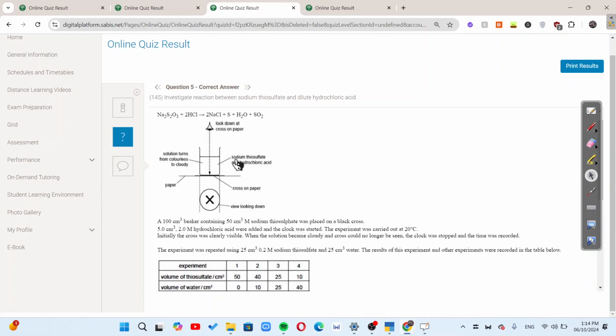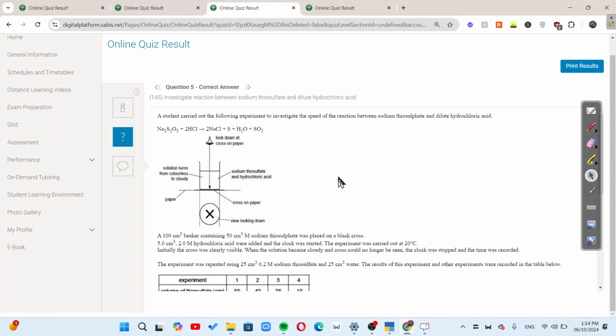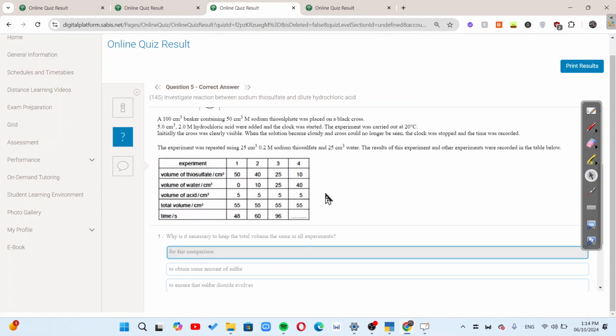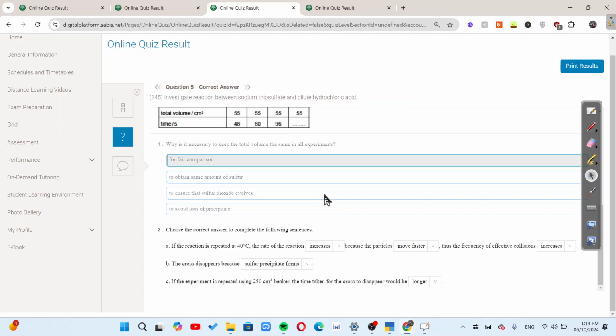Now, when the cross disappears, it's because the sulfur precipitate forms. When these two react together, they make a sulfur precipitate. For this part, you actually have to just memorize what it makes because it's an experiment, and you can't really guess what it is. It doesn't tell you in the question, I think. So just memorize that a sulfur precipitate forms.